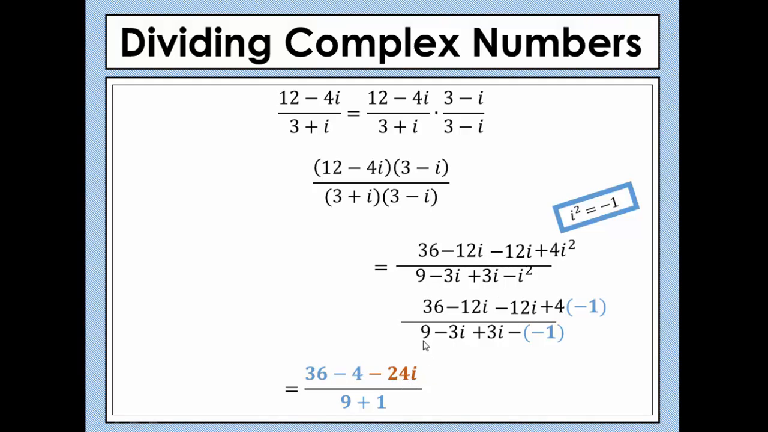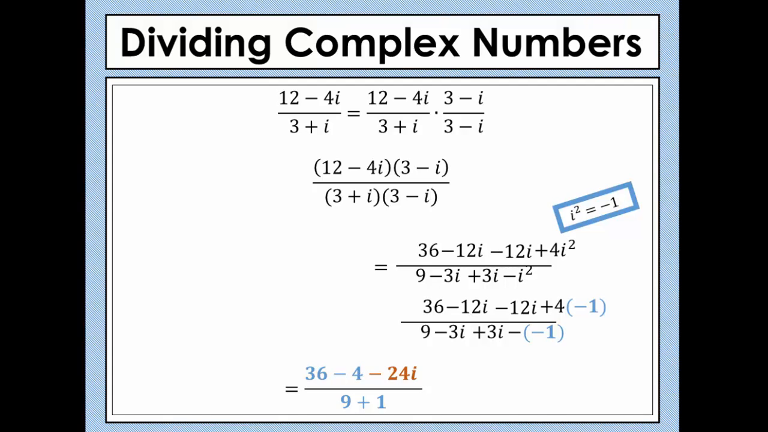On the bottom, 9 doesn't change. My negative 3i and positive 3i cancel. That will happen every time. That's why we multiply by the conjugate, so that my i's cancel. And then a negative 1 becomes plus 1. So remember, the whole point of dividing is to get rid of our i's in the denominator. It's not really division in the sense that we think of division, but it's still classified as division.